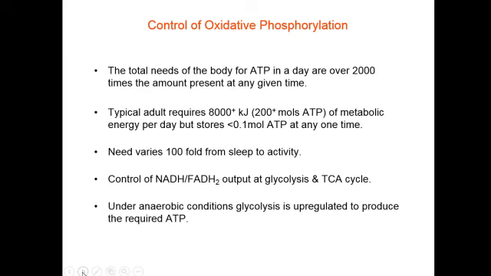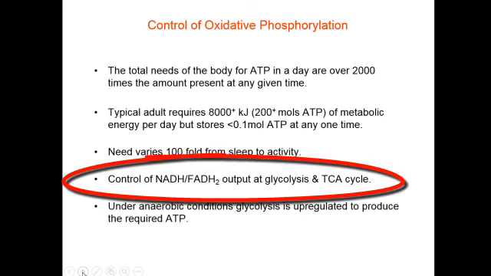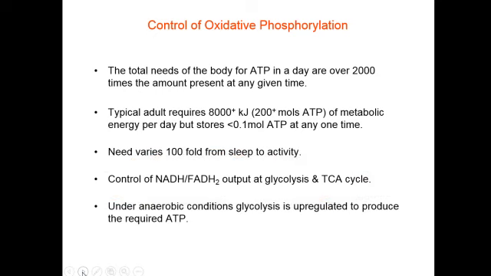The amount of ATP required varies greatly depending upon activity. From sleep to activity, it may have to increase up to 100-fold, so that's a big increase that has to occur. Most of the control is occurring at the control of the production of NADH or FADH2. So in other words, by up or down regulating glycolysis and the TCA cycle. And we have to remember that the TCA cycle is not going to run if oxygen is not present.